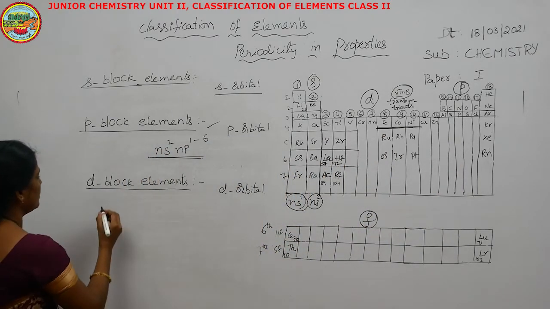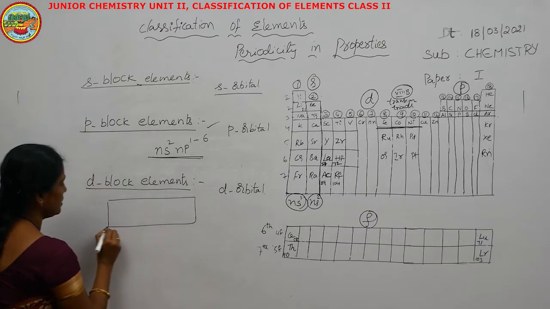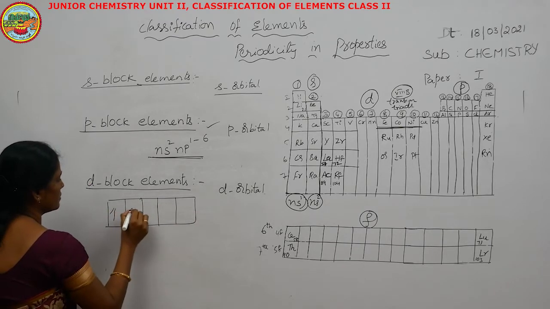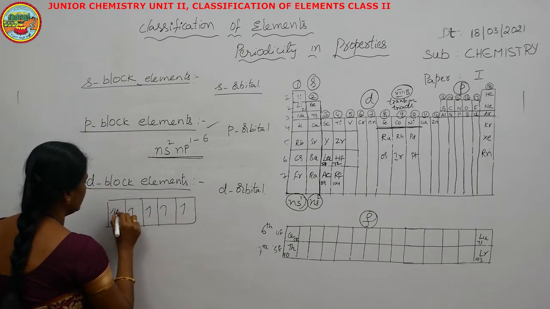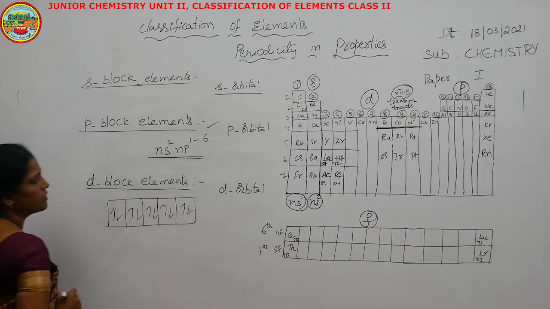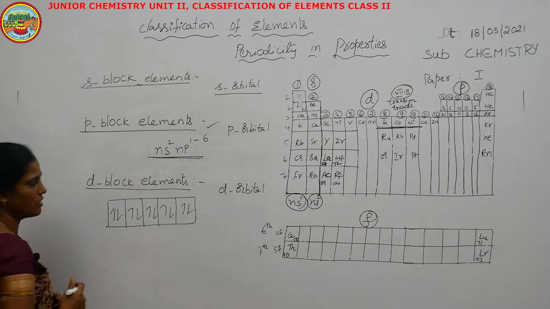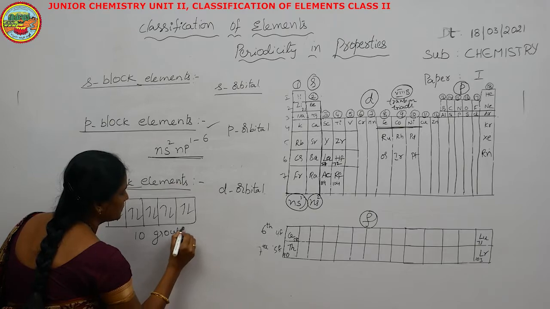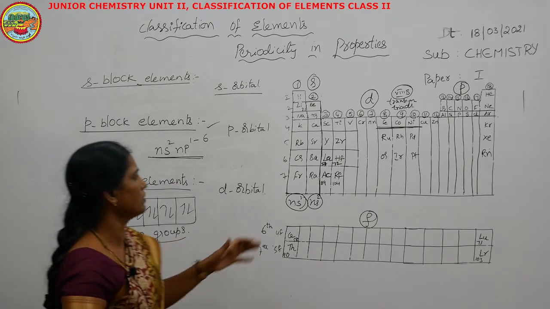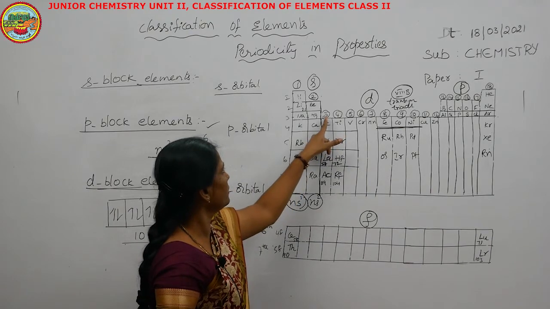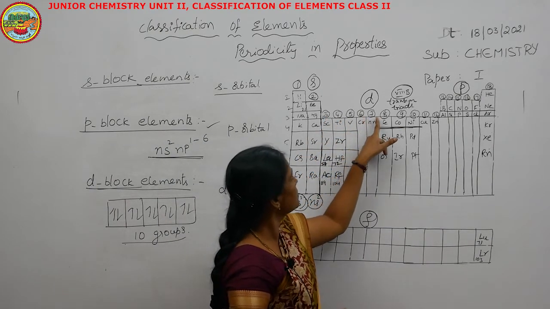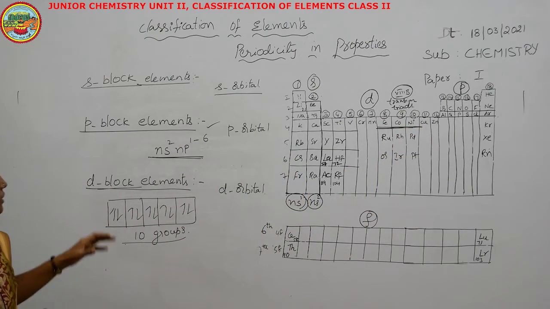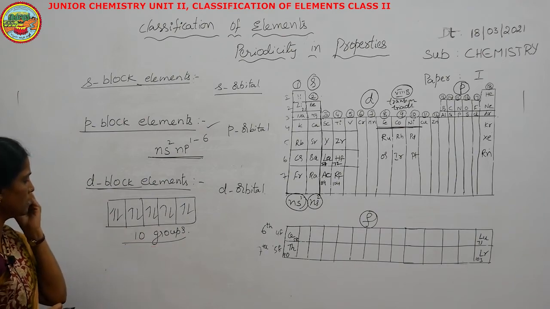Because the d orbital contains 10 electrons. D orbital means 5 orbitals, 10 electrons. Because of the presence of 10 electrons, the d block contains 10 groups. 10 groups. Look here: from the 3rd, 4th, 5th, 6th, 7th, 8th, 9th, 10th, 11th, 12th. These 10 groups we call the d block.